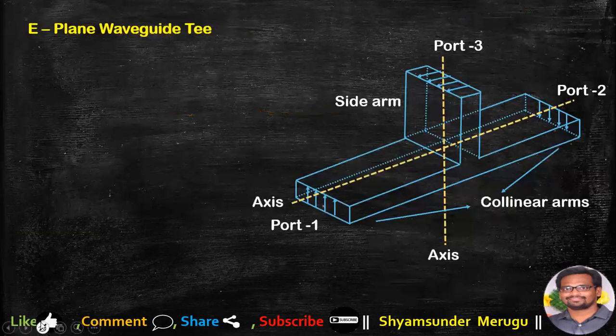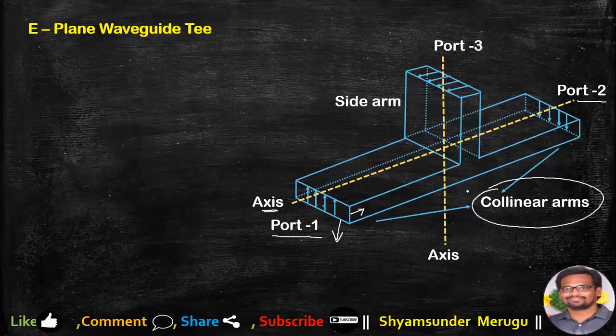Now coming to the E-plane T, or E-plane waveguide T. Here we have a particular rectangular waveguide. We call this one the broader dimension and this one the narrow dimension of the rectangular waveguide. Now we have port 1 at this side and port 2 at this side. This dotted line, which passes through the middle of the rectangular waveguide, we call the rectangular waveguide axis. Port 1 and port 2 are called the collinear arms.